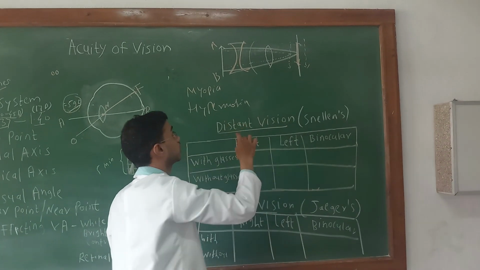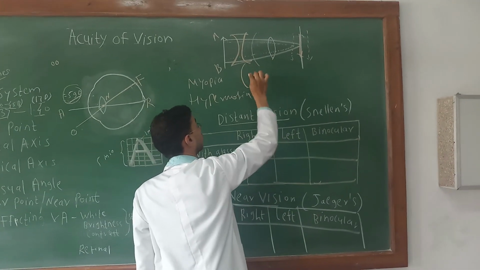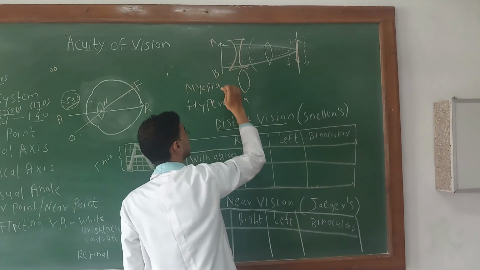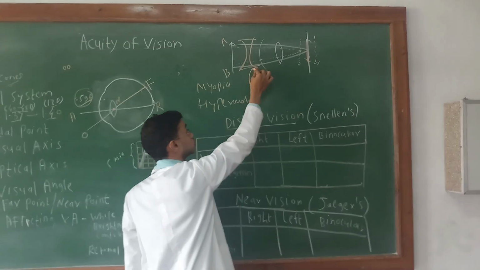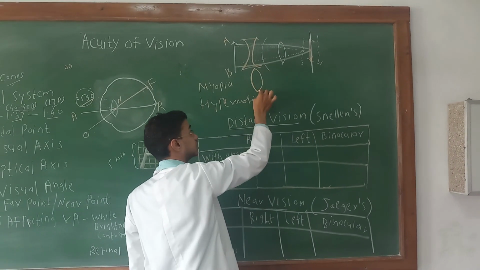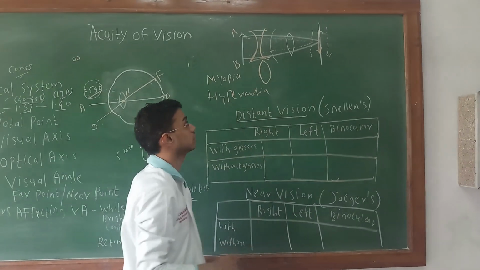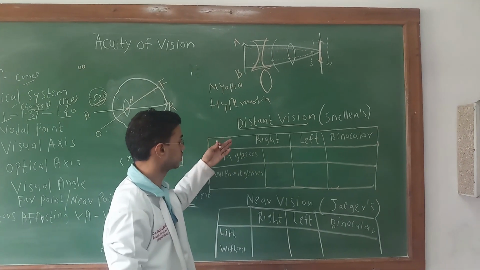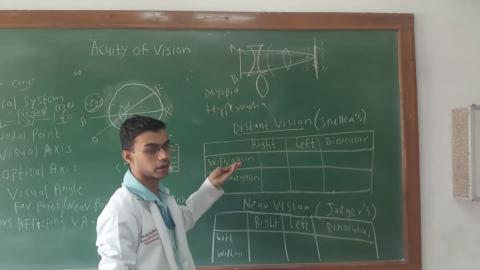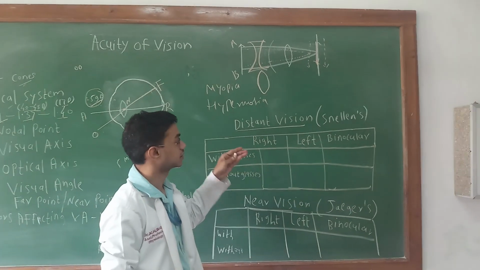And for hypermetropia, the treatment is convex glasses. Okay. Because in a hypermetropia patient, images fall behind the retina. For that purpose, we have to use a more convex lens so that images fall over the retina. Okay. So we will see how we test distant vision and near vision, and what are presbyopia and astigmatism.